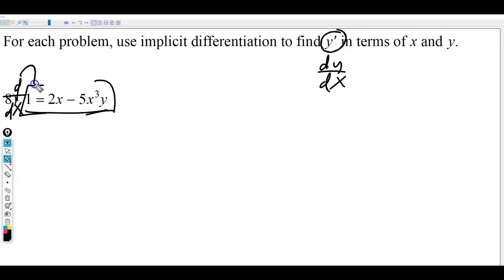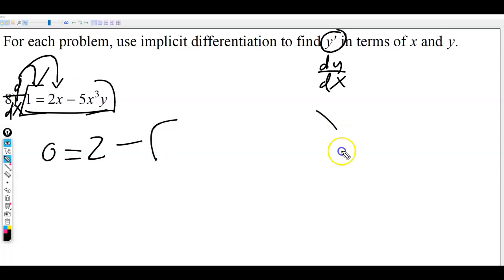So we're going to go ahead and distribute this. So what's the derivative of 1? Well, the derivative of 1 is 0. Next, we're going to take the derivative of 2x with respect to x. That's just 2. Minus, and now we get into some interesting stuff. There's a couple of things going on here. First of all, put some parentheses here.